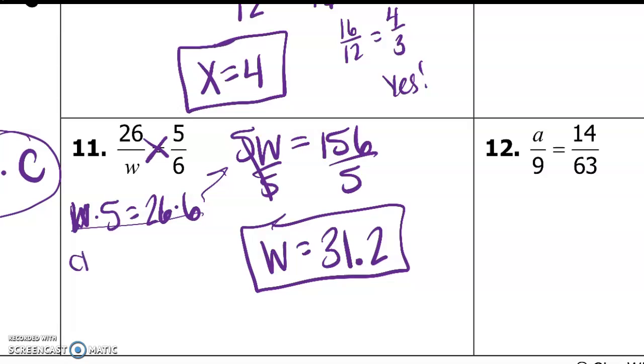Okay, so then again, if you want to check, you're just going to rewrite it. 26 over 31.2 equals 5 over 6. So then multiply 26 times 6 gives me 156. 31.2 times 5 also gives me 156. So we know it works.